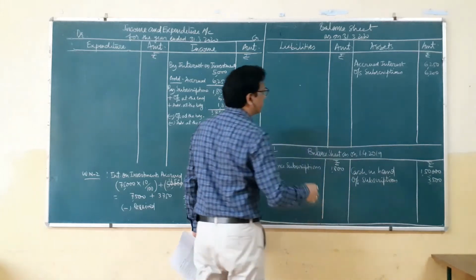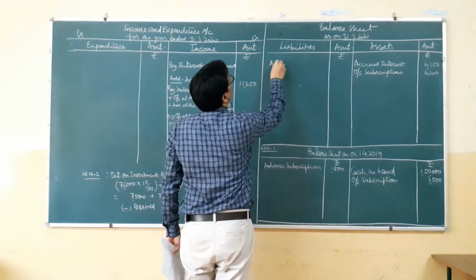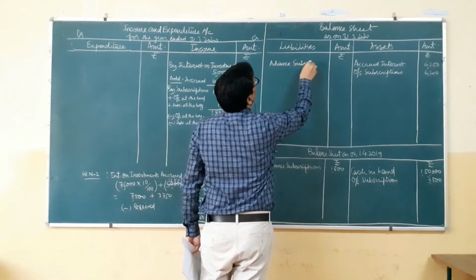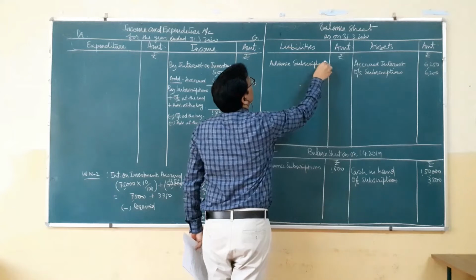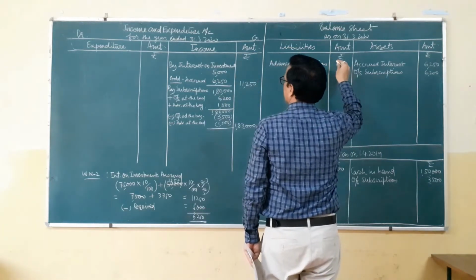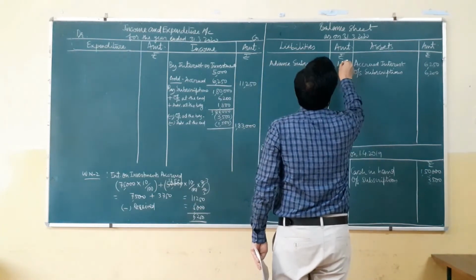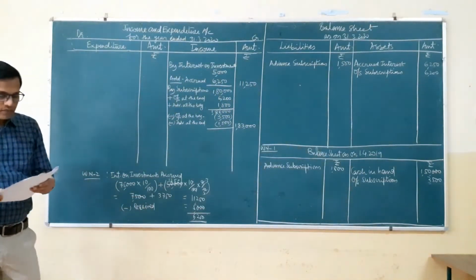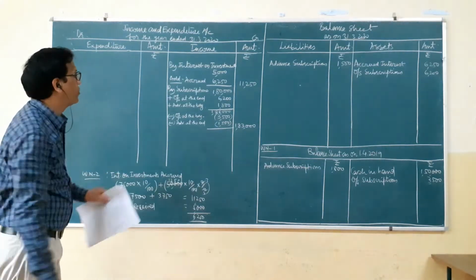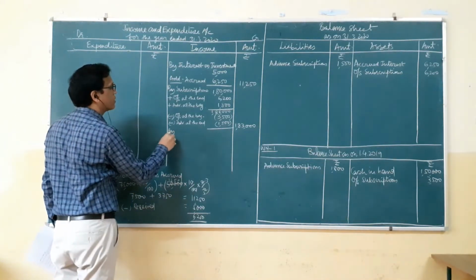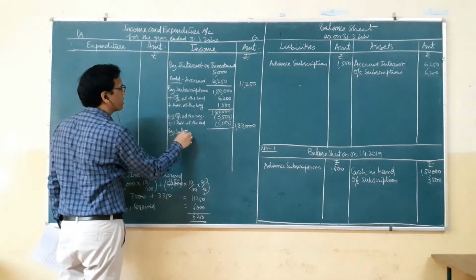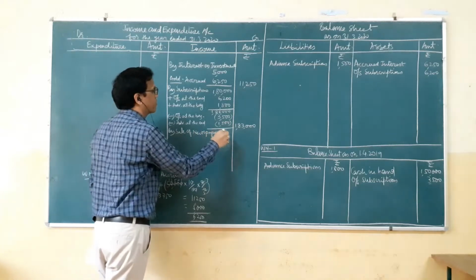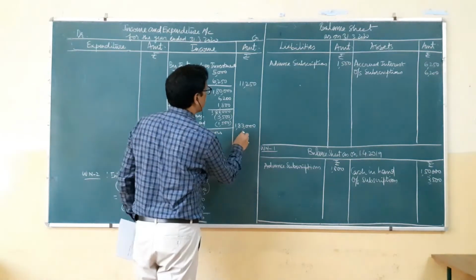Then advance at the end. This is our liability of the closing balance sheet. Advance subscription. Advance subscription is at the end 1,500. So all these informations we have written in the balance sheet also. The next item is sale of newspaper. Sale of newspaper is our revenue receipt. So we write by sale of newspapers. Sale of newspapers is 3,000.